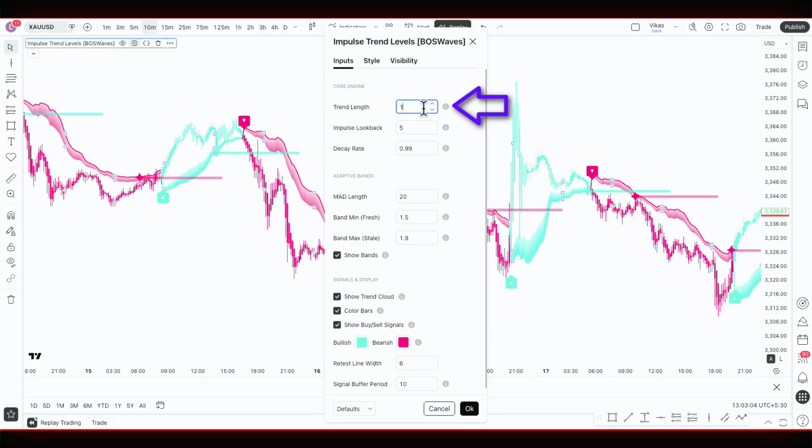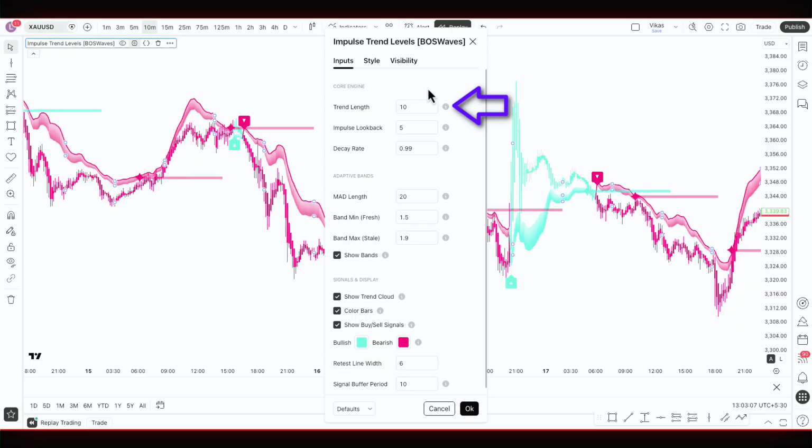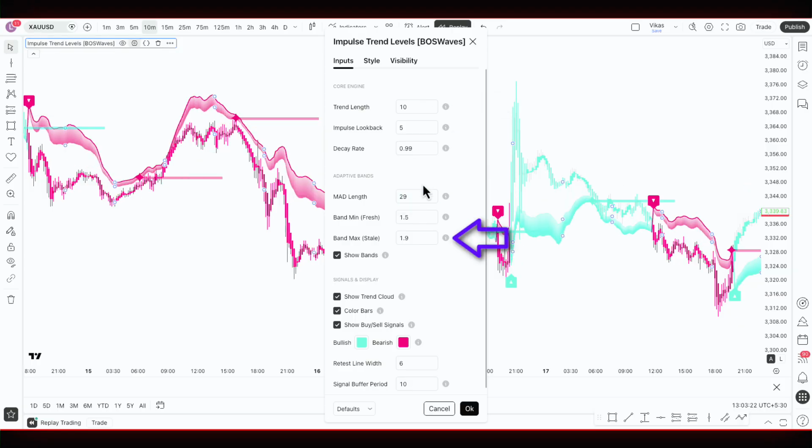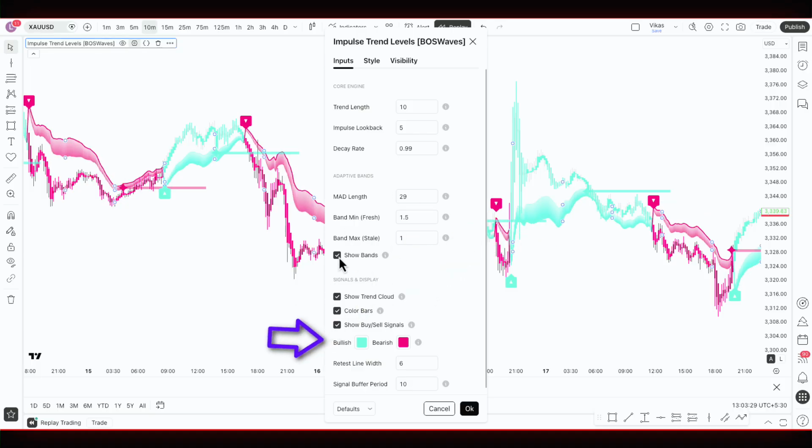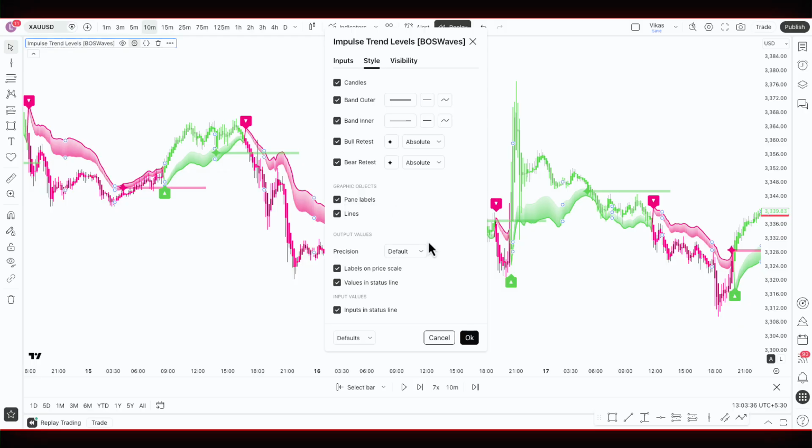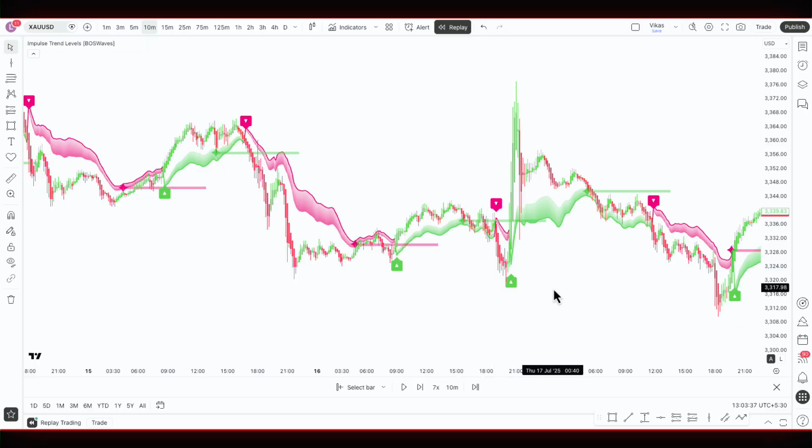First, we change trend length 19 to 10, and after that change IMAD length 20 to 29, and after that change band max 1.9 to 1, and after that change bullish color aqua to green. Here everything is fine after that. Click OK. Now we'll add one more indicator to make this strategy more powerful.